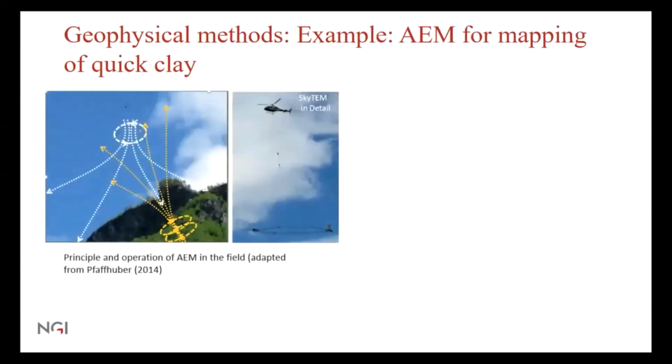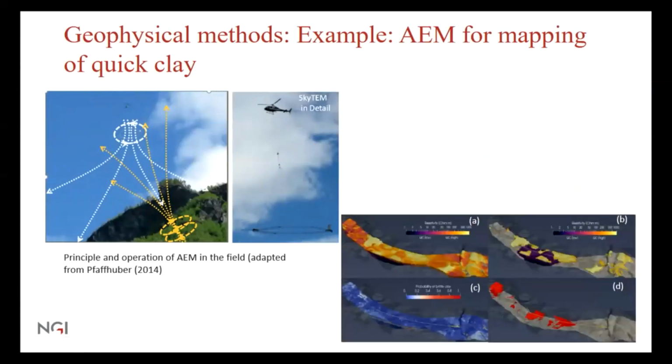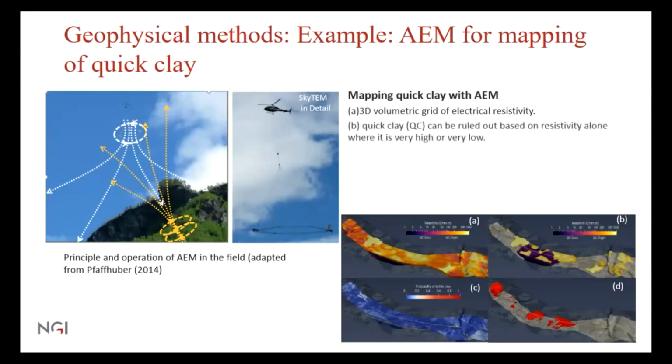I can show you here an example from a company which is a spin-off company from NGI. We actually use airborne electromagnetic methods in ground investigations, where we send out helicopters towing equipment like this and scan large areas. Samson has talked a lot about the quick clay challenge in Norway today, and this is what we were trying to detect, trying to find quick clay in the ground with airborne electromagnetic methods. In this figure it's a 3D volume grid of electrical resistivities. From that, with a certain signal, they can rule out areas that are not quick clay. For some areas they know for sure that they are not quick clay areas.